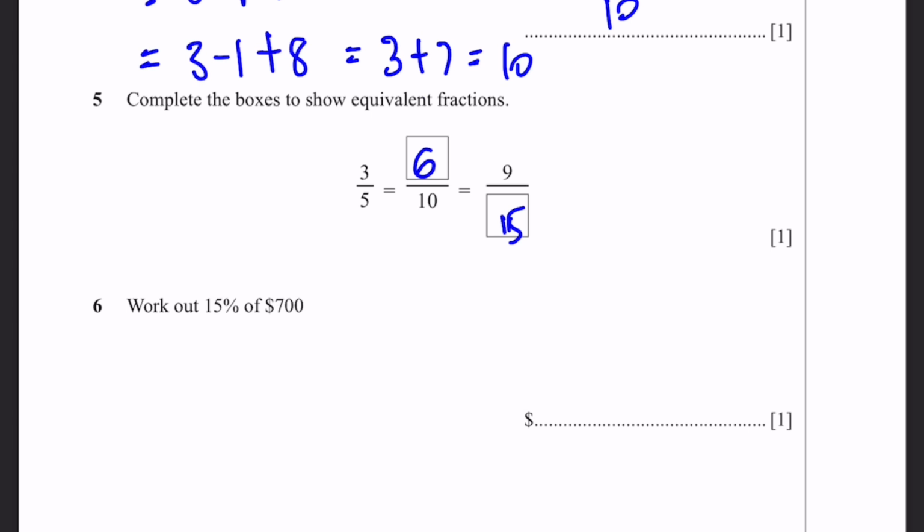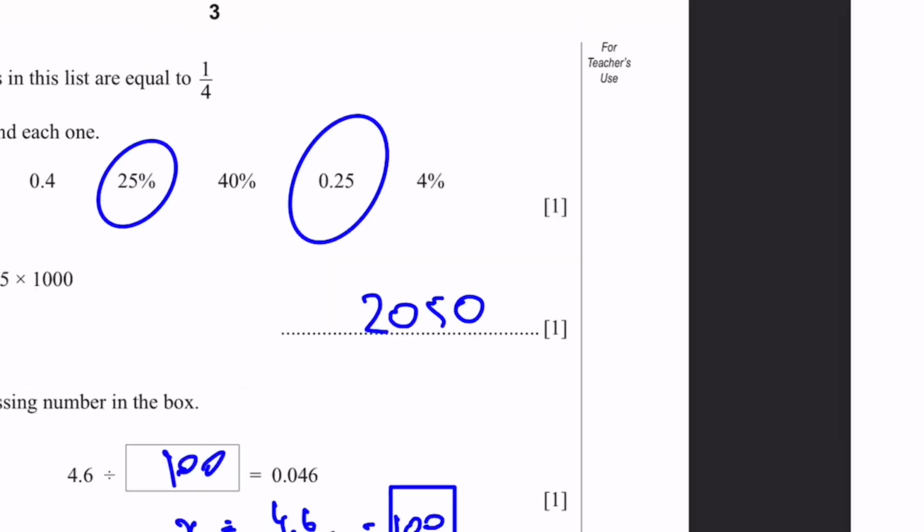Question 6. Work out 15% of $700. That's equal to 15 by 100 times $700. Cancel out the 2 zeros. 15 times 7, which is equal to $105. That's the answer.